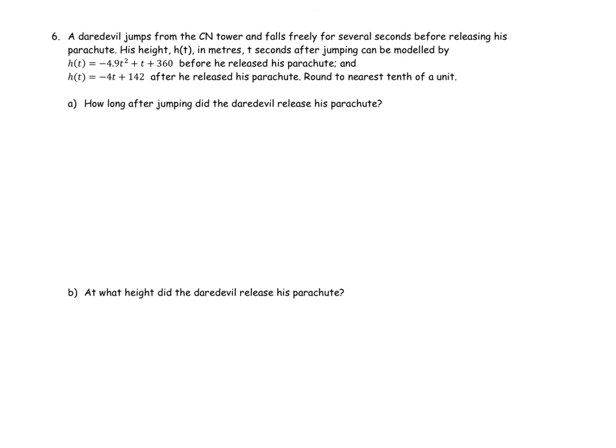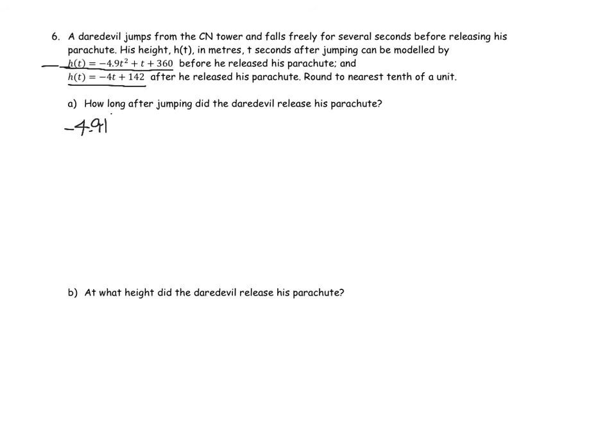The next question talks about a daredevil who jumps from the CN Tower and falls freely for several seconds before releasing his parachute. His height before releasing his parachute can be modeled by this quadratic equation. And after releasing the parachute, his height is given by this linear equation. The question asks, how long after jumping did the daredevil release his parachute? This means that the height before and after have to be equal.